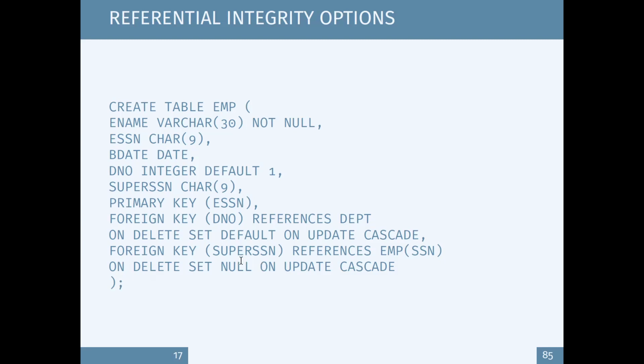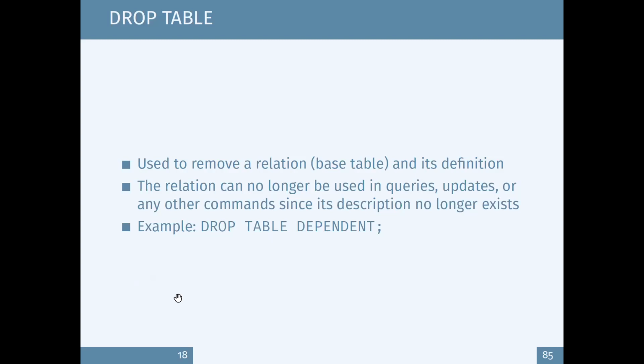Similar to that, you have supervisor social security number, which refer to the employee social security number. If you delete, you have to set null. So that means if you delete a particular employee, the supervisor social security number should be set to null, right? Otherwise, it should propagate. Right. Okay. So with that, we conclude our discussion of creating tables.